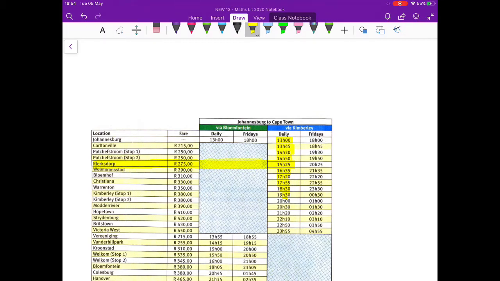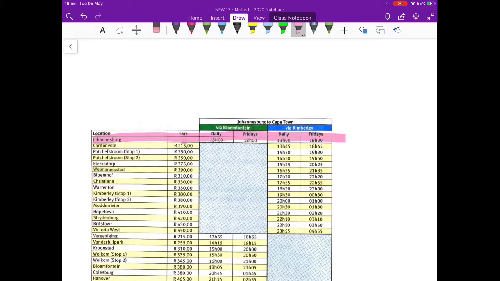We go through the shaded block, which means from Klerksdorp there's no stopping, so there's no route to Bloemfontein from Klerksdorp. So these shaded blocks mean that there is no stopping or there is no bus route to Cape Town via those cities.